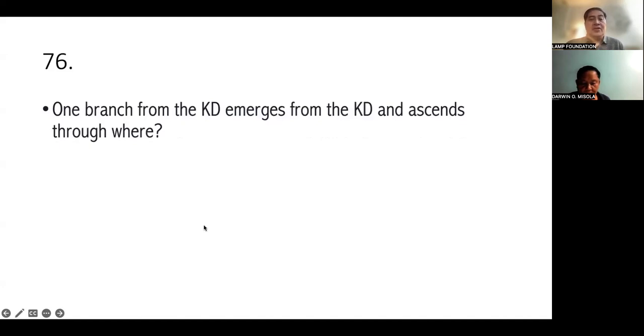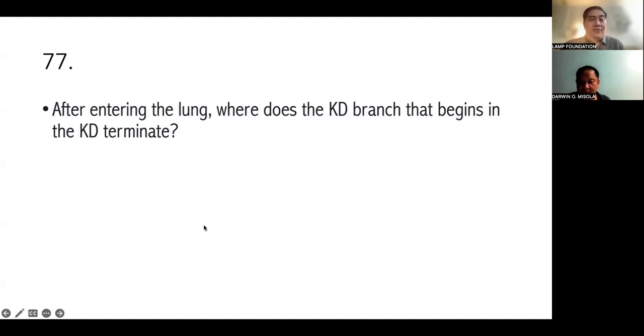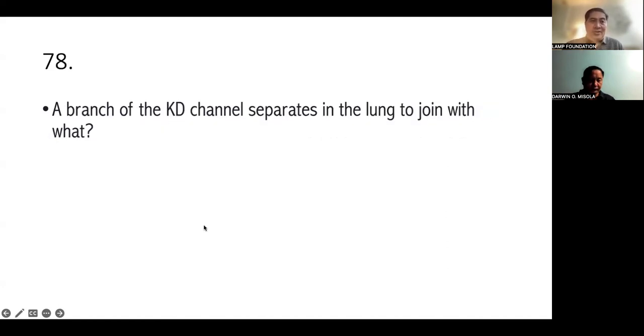One branch of the kidney emerges from the kidney and ascends through the liver and the diaphragm. And then it enters the lung. Kaya kita mo talaga yung relationship nila with the lung. Especially when the patient would say, bigla siya naging asthmatic pagtanda niya. This is the reason. Number 77, after entering the lung, where does the kidney branch that begins in the kidney terminate? At the root of the tongue. Good. So you should not forget to look at the tongue.